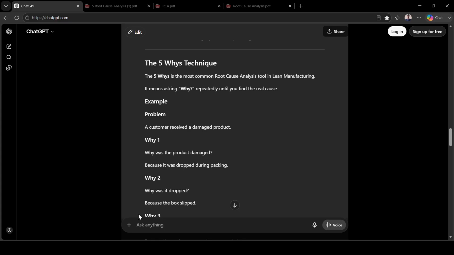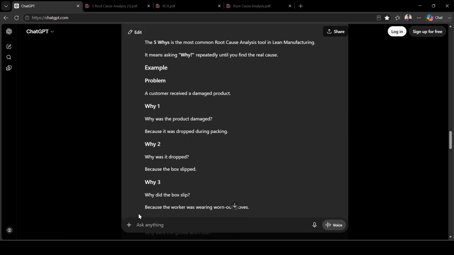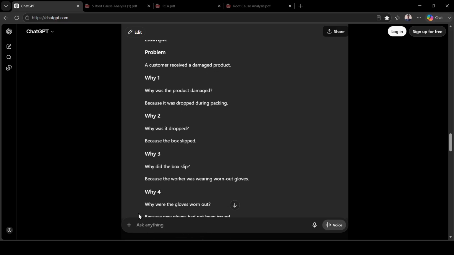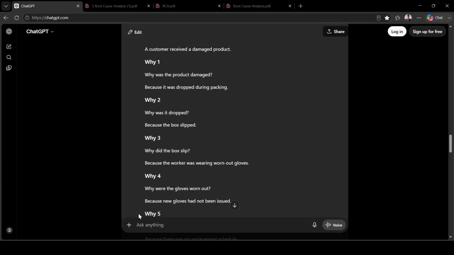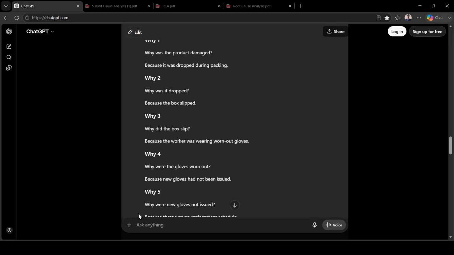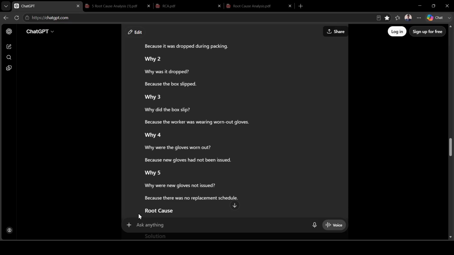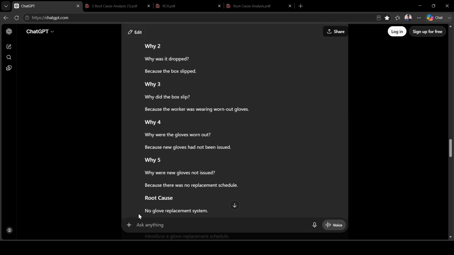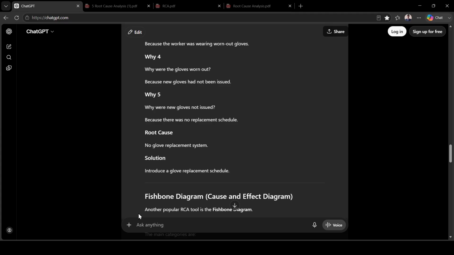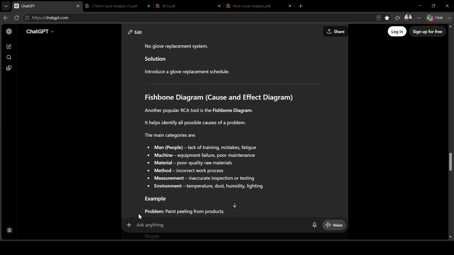Example problem: a customer received a damaged product. Why was the product damaged? Because it was dropped during packing. Why was it dropped? Because the box slipped. Why did the box slip? Because the worker was wearing worn out gloves. Why were the gloves worn out? Because new gloves had not been issued. Why were the new gloves not issued? Because there was no replacement schedule. Root cause: no glove replacement system. Solution: introduce a glove replacement schedule.